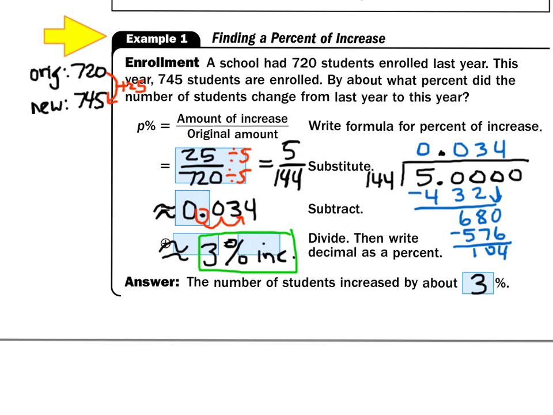So, use your in and out, so the 5 goes on the inside, the 144 goes on the outside, and I would divide, and I did my work over here, so please show your work in your note-taking guide. And that gives me a decimal of 0.034. Well, remember, to change a decimal to a percent, you grab the decimal point and move it 2 places to the right. So that would give me a 3.4% increase. But remember, we're rounding, so it's about a 3% increase in the population.